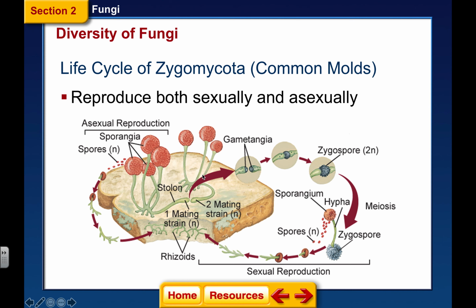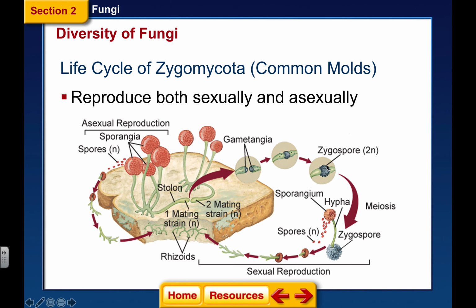Over here on the right, you can see that we have one mating strain here, and we have another mating strain here. What they form right here, well, here's the stolon. At the end of the stolon is called the gametangia, and they've blown it up here. Inside the gametangia, there are nuclei, and the nuclei are haploid nuclei. So in the next picture, you can see, because it's sexual reproduction, the two haploid nuclei get together.